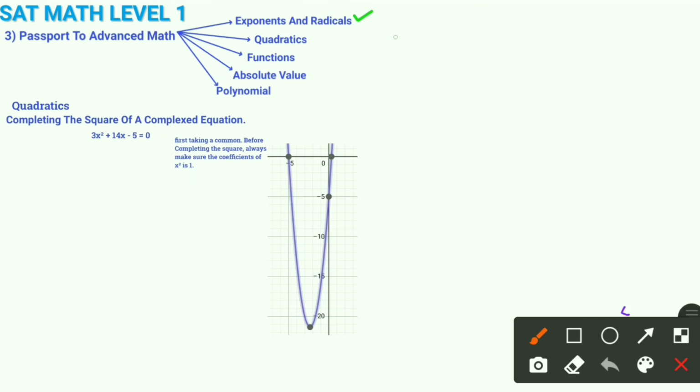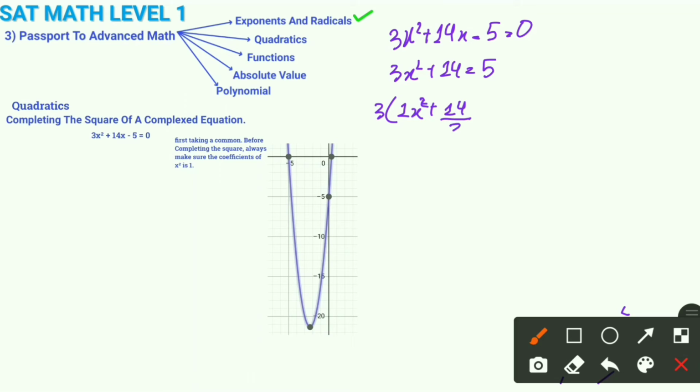Okay, this is another example. 3x squared plus 14x minus 5 is equal to 0. So here's what I'm going to do. 3x squared plus 14x is equal to 5, and since I want the coefficient of x squared to be 1, I'm going to take 3 common, 3 times x squared plus 14 upon 3 x. Then the 3 will go to the right side, and we get this 14 upon 3.